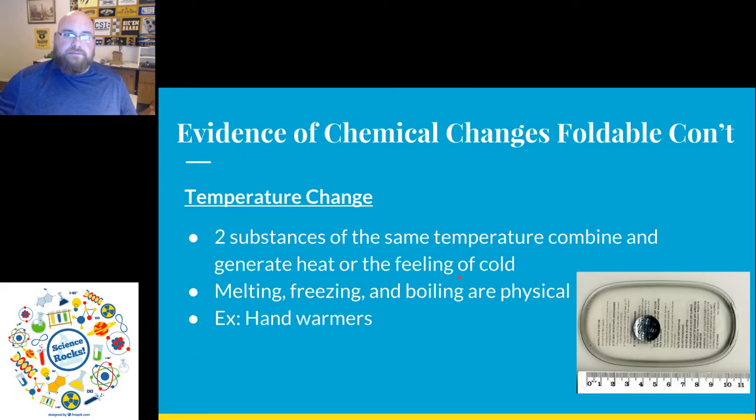The next section is for temperature change. If we notice a change in temperature because of two substances coming in contact with each other, then we know that a chemical change has occurred. So this is when two substances of the same temperature combine and generate heat or the feeling of cold. Cold, of course, is when a reaction is absorbing heat from the surrounding area. So there technically is no such thing as something becoming cold. It is just absorbing heat.